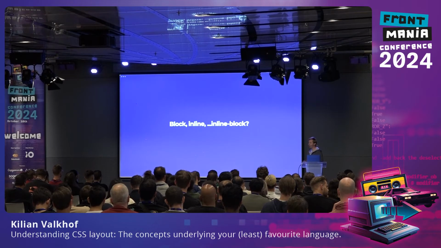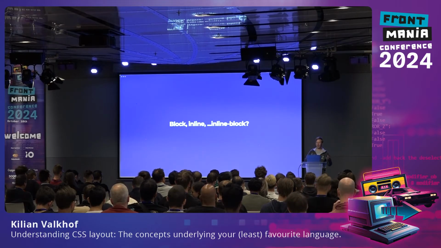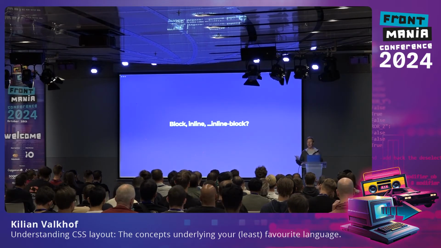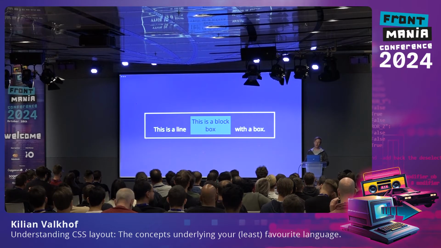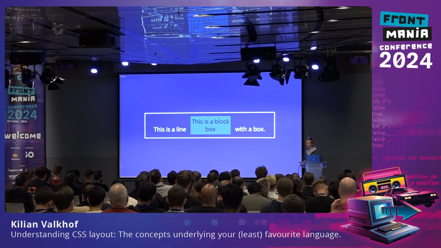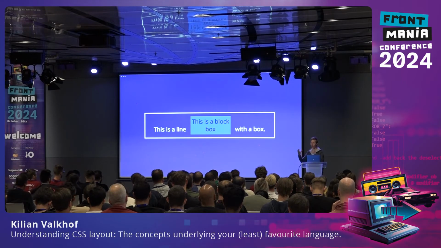So there's one last trick that normal flow has up its sleeve, and that is that an element can also be inline block. Now, given all the time that we spent figuring out what is block and what is inline, what even is this? Well, inline block tells the browser that a given element behaves as inline for the formatting context around it, but it is rendered as a block box for the content inside of it. So it sits on a line, and you can see that the word box is perfectly aligned with this is a line, because it sits on that line.